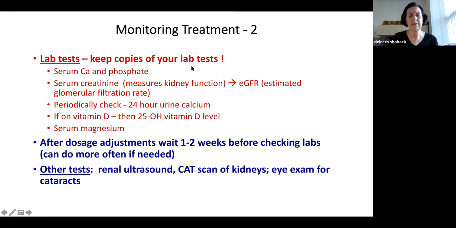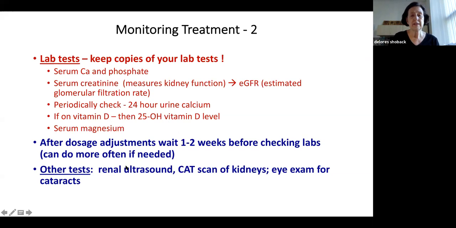And I've already told you, a lot of the things I really strongly believe. Keep copies. You want to track your calcium and your phosphorus and your creatinine as a measure of kidney function. Periodically, your doctor should be checking your urinary calcium. And if you're taking vitamin D, or really just for the general health of anybody with hypopara, a periodic check of that vitamin D store, and then magnesium. When you adjust the dose of any of the medications, usually we wait a week or 2 weeks before checking the labs. You can do it more frequently if the numbers are unstable, but that's often what we do, 1 to 2 weeks.